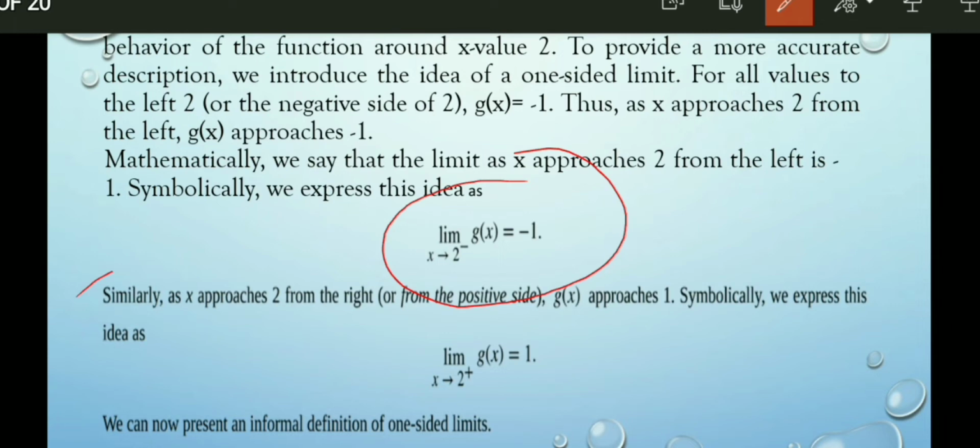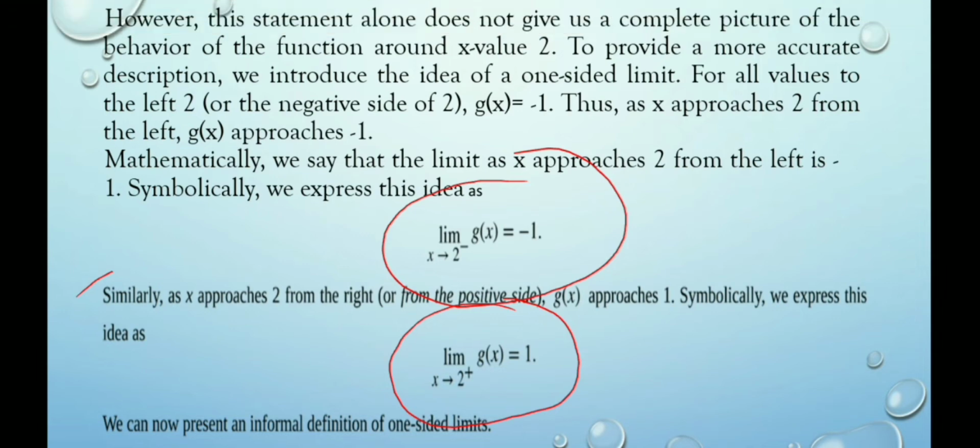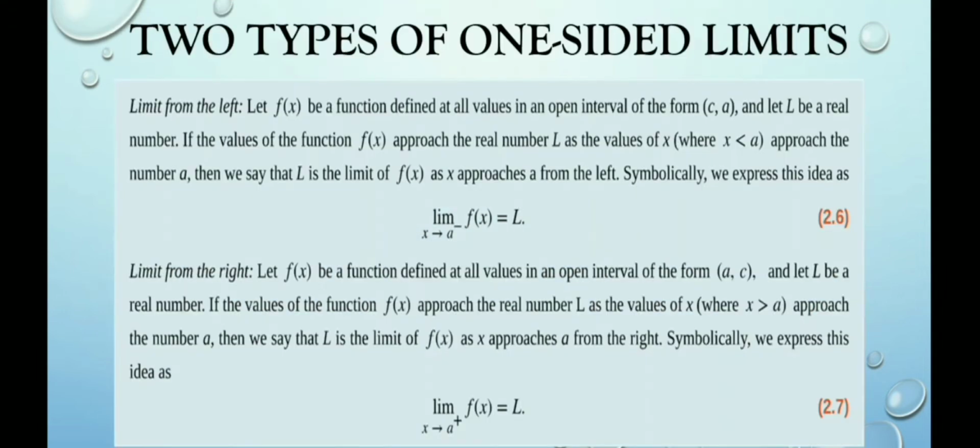Symbolically, we can write this idea as the limit as x approaches 2 from the right or the positive side is 1. We can now present an informal definition of one-sided limits. So we have two types of one-sided limits. We have the limit from the left and the limit from the right.